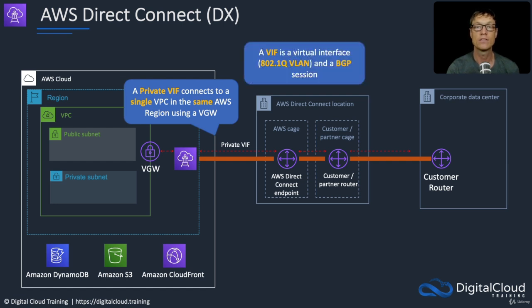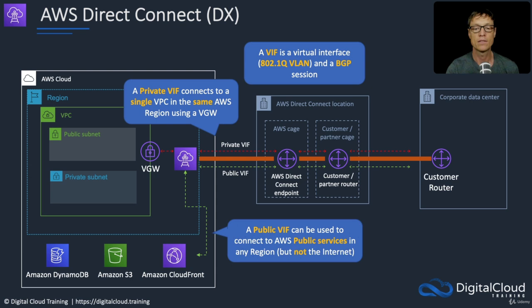A VIF is essentially a virtual interface that's using 802.1q VLAN tagging, and it also is a BGP session. Now the next type of VIF we have is this public VIF. What that does is it connects you to the AWS public services in any region. So the private VIF goes into the same region as the actual physical connection, but the public VIF can connect you to a public service in any region. It doesn't connect you to the internet, so you can't use it for then connecting to the internet via the public VIF.